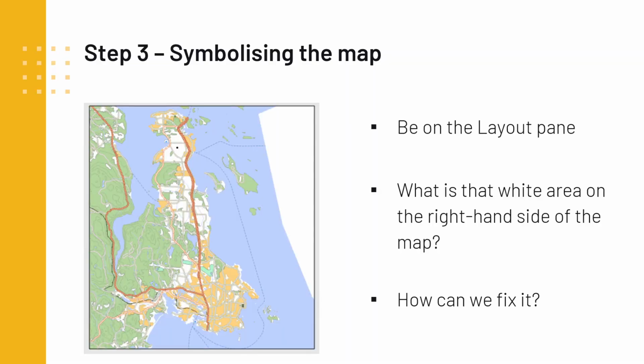Make sure you're in your layout view. What is this white area that's just to the left of your map? How do we fix it? Obviously, it doesn't look right. Turns out this is the area that contains no data. So what we're going to do is make a new data set that covers this area and is the same color as the water.